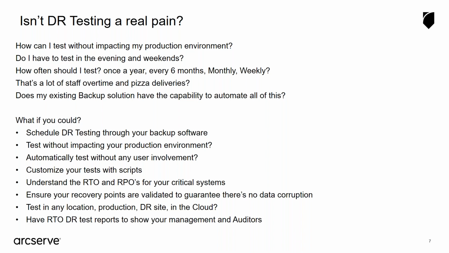And also have RTO and DR test reports to show your management and auditors. It's all very well being able to do DR tests, but if you can't actually show what's been tested and how long things took to start up, it's kind of pointless, really. So the reporting is really important. We've seen organizations get discounted business rates and other things by showing their auditors that they have good cohesive disaster recovery tools in place to automate testing.